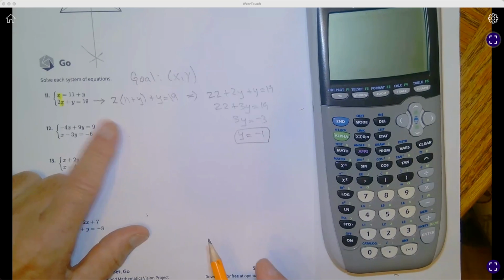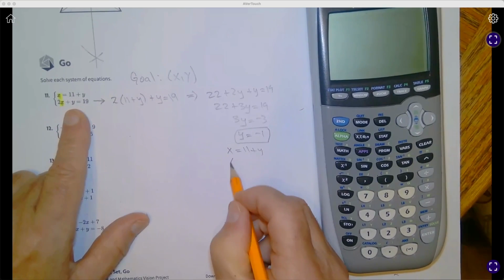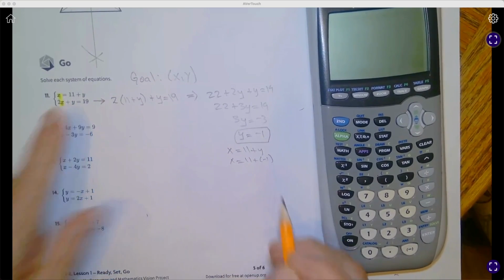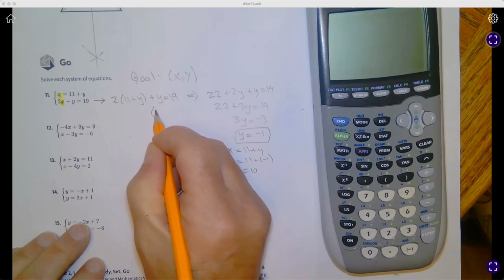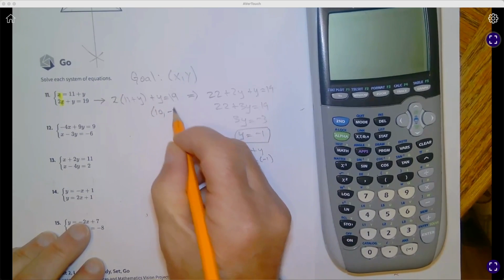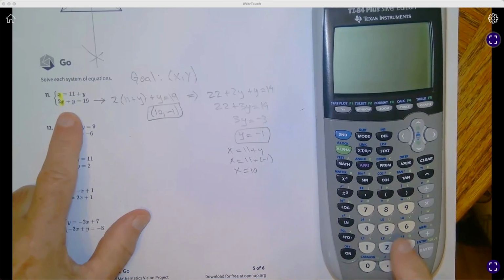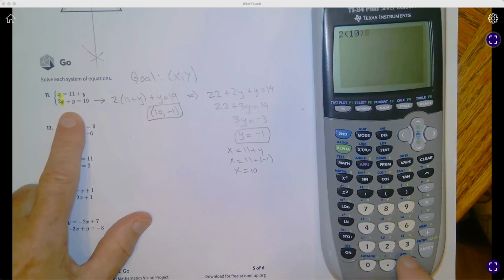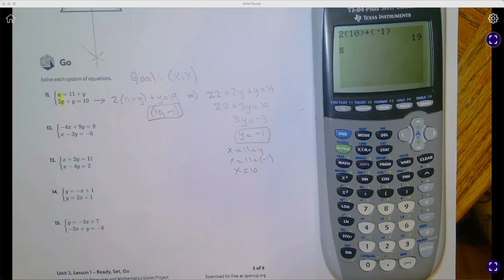If y is negative 1, I can quickly find x, because x equals 11 plus y. So x equals 11 plus negative 1. x equals 10. So my final answer is 10, comma, negative 1. And I can check it, and I suggest you do. So I'm going to go to this second equation, and I'm going to put in 10 for x, and I'm going to put in a negative 1 for y. And notice how I get out a 19, which is exactly what they said I should get out.